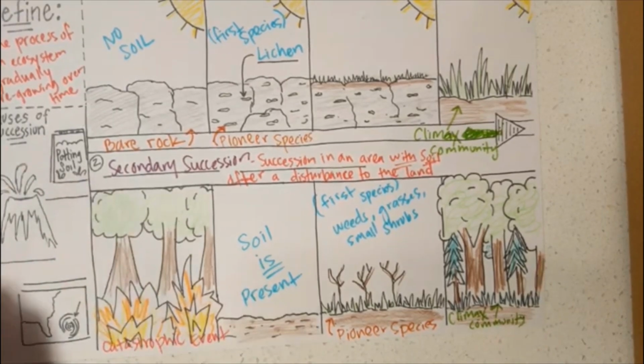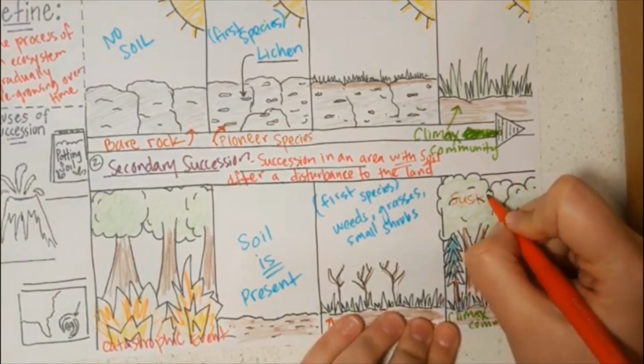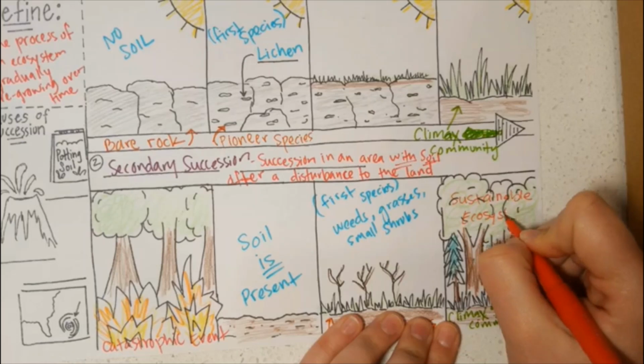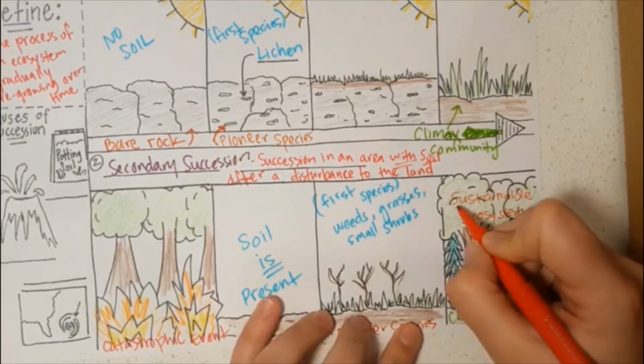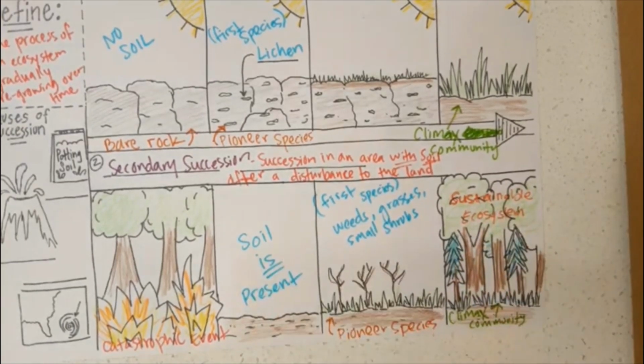So we're going to add one thing up here, and we're going to add the word sustainable. So I'm writing the words sustainable ecosystem. A climax community is a sustainable ecosystem. That means that there are enough biotic and abiotic factors to keep all the organisms living there healthy. There's enough food sources, there's enough water, there's enough space to keep those organisms alive, or to keep that ecosystem healthy. So a climax community is sustainable.